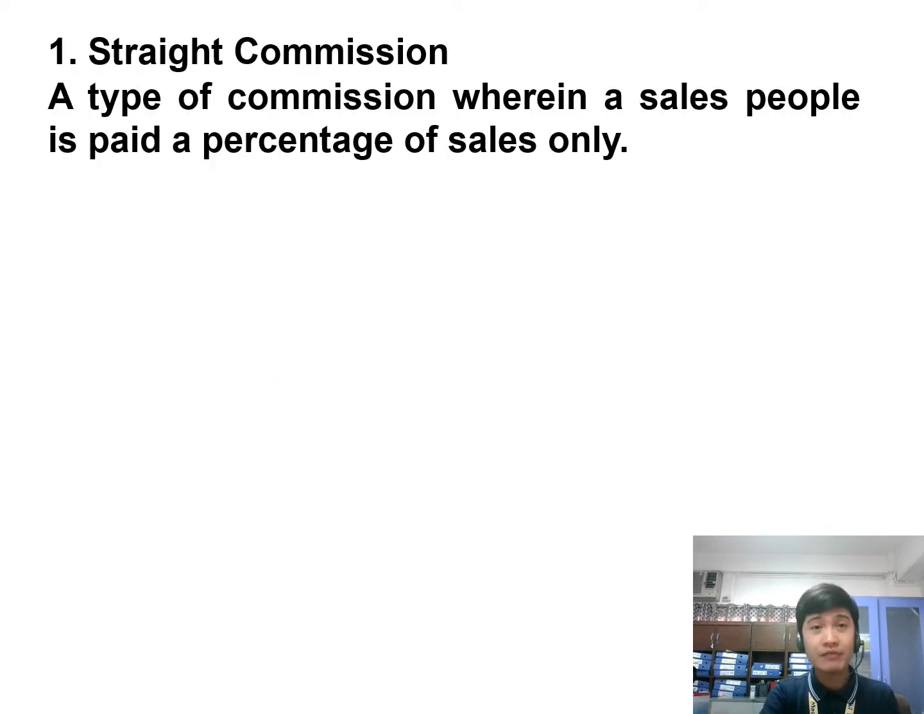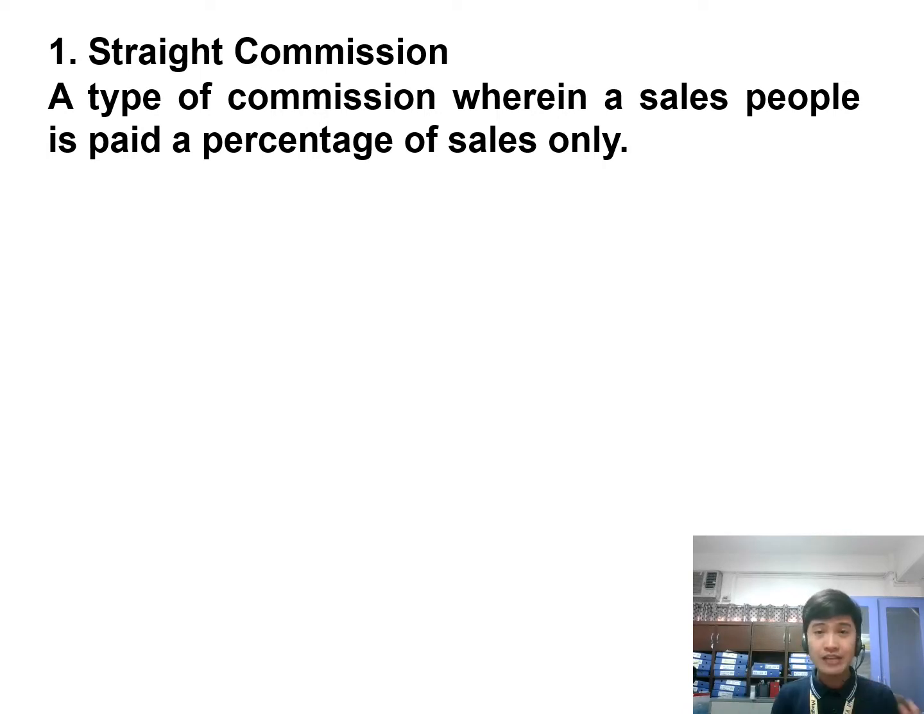Okay, so actually there are three types of commission. We will have the first one, that is the straight commission. So straight commission is a type of commission wherein a salesperson is paid a percentage of sales only. So base dun sa nabenta niya, yung total sales niya, kukuha lang tayo ng specific percentage doon, and then yun yung magiging commission ng salespeople. Okay, yun ang tawag natin doon ay straight commission.